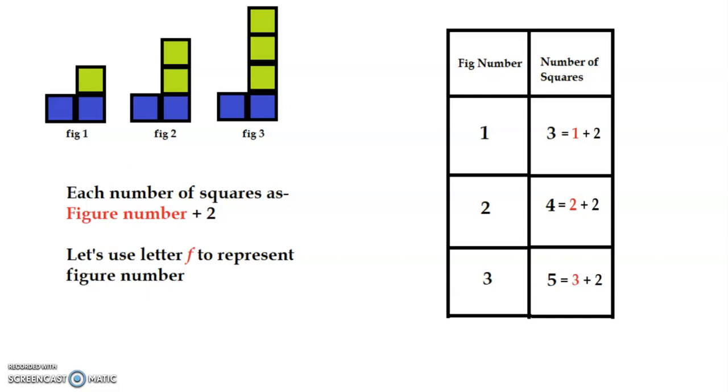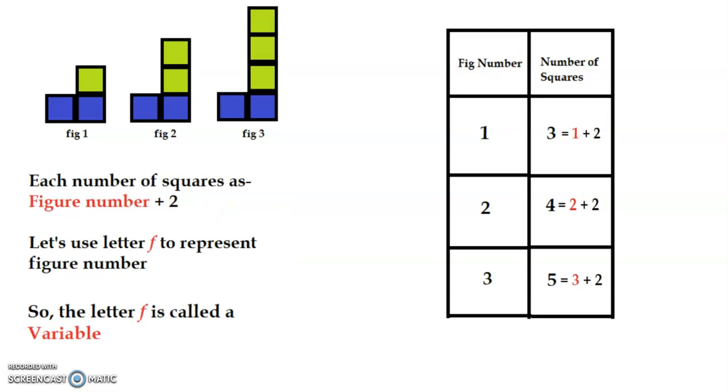Instead of figure number, let's write the letter F to represent it. So the letter F is called a variable because it is being varied each time. And we can write the number of squares as F plus 2, where F represents the figure number. And this F plus 2 is called an expression. This is the expression for the number of squares.